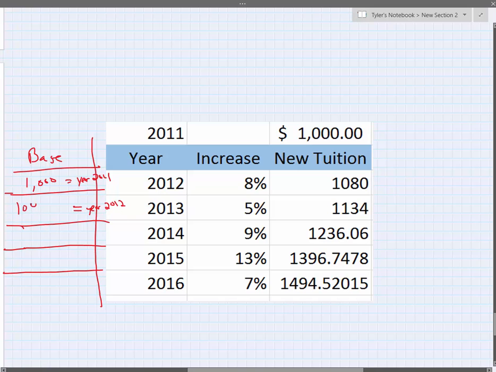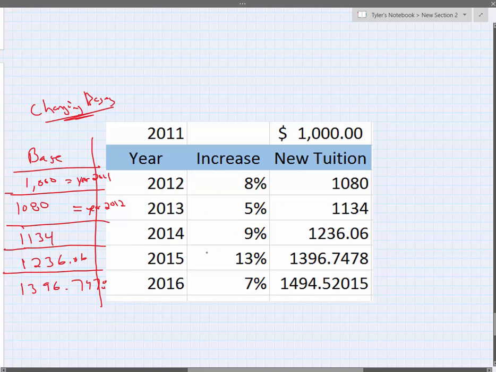So this would become the 1,080. The next one would be the 1,134. And then the next one would be 1,236.06, and then the next one would be 1,396.7478. So each base is of the previous year. This is why we consider this what's known as changing bases. That's why we can't simply just add up all these percentages.